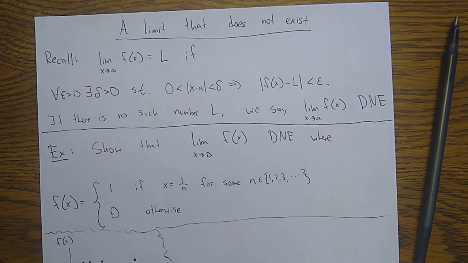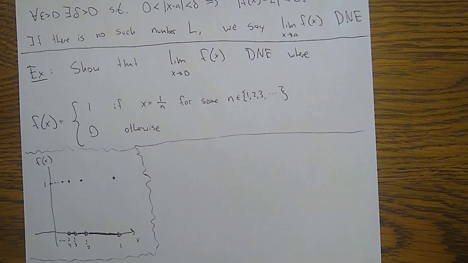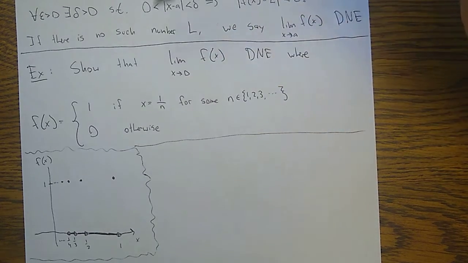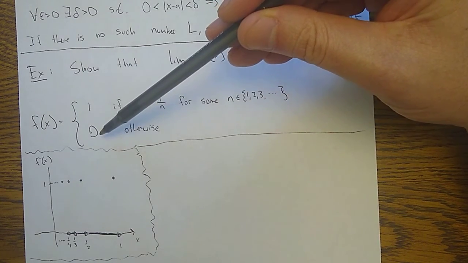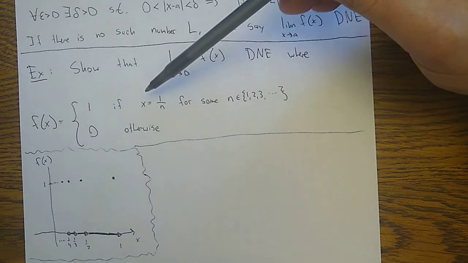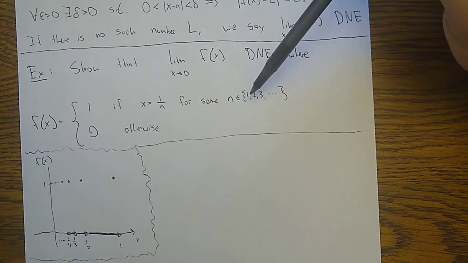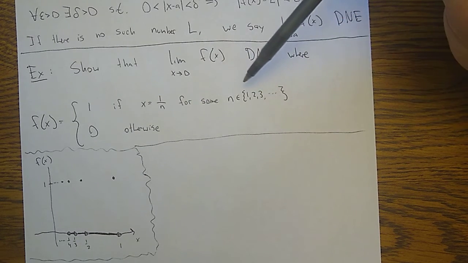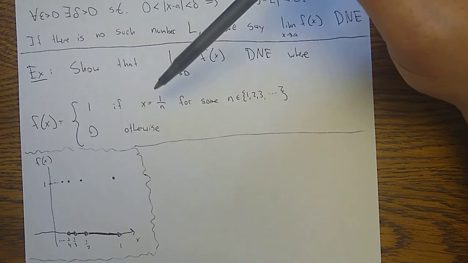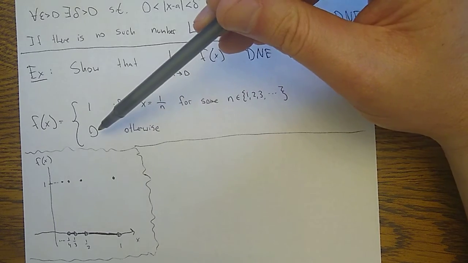So far, all the limits that we've talked about have existed, but today we're going to see one that doesn't exist. So here is the example that I want to talk about. It's the limit as x goes to 0 of f of x, where f of x is this function. It takes the value 1 if x is 1 over n, where n is 1, 2, 3, so n is a positive integer. If x isn't one of those values, then f of x is 0.